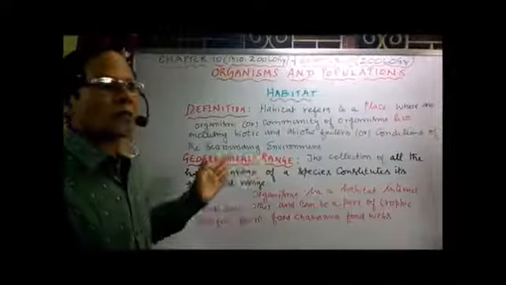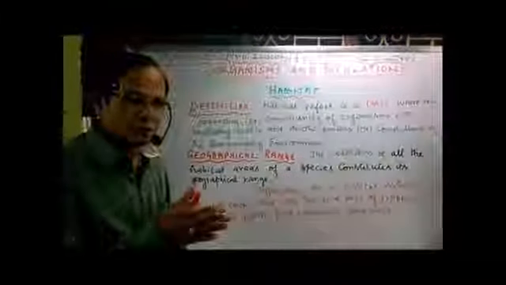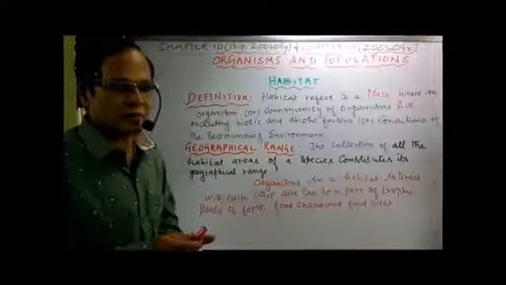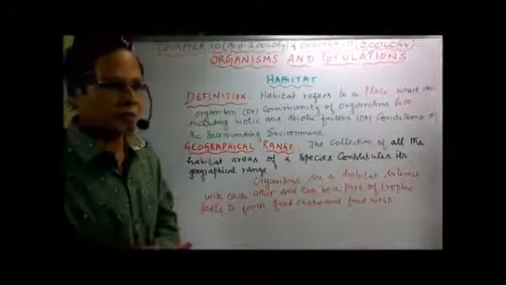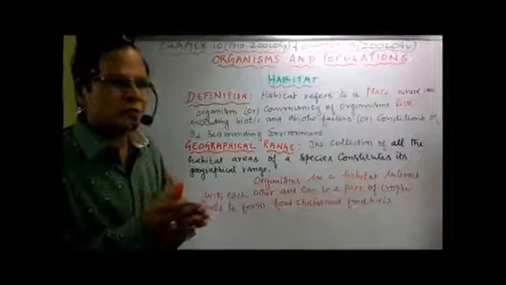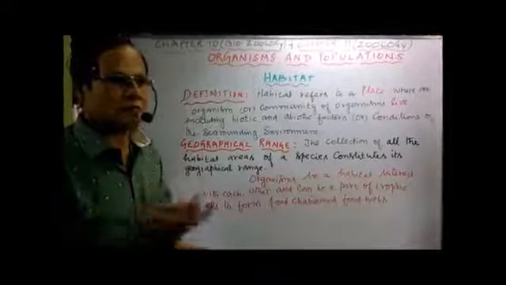Now what is geographical range? A collection of all the habitat areas of a species constitutes its geographical range. We have different organisms, or say one organism, for example peripatus. It is distributed in different areas of the world discontinuously. So all these together are collectively called a geographical range. Where are they found? Either in the Western Ghats or Eastern Ghats or something like that. So the collection of all the habitat areas of a species, one species present in different habitats, such as tropical forest, rainforest, etc.